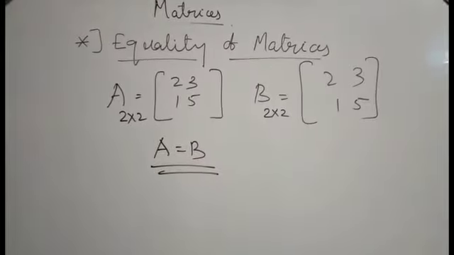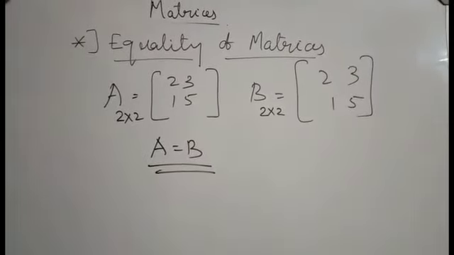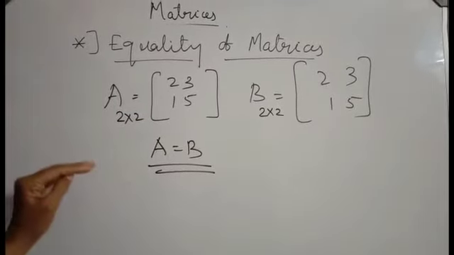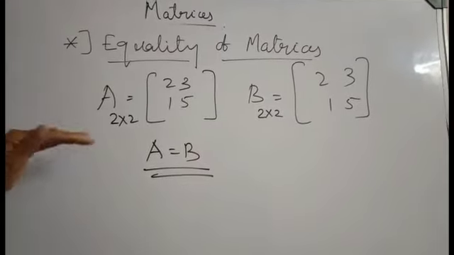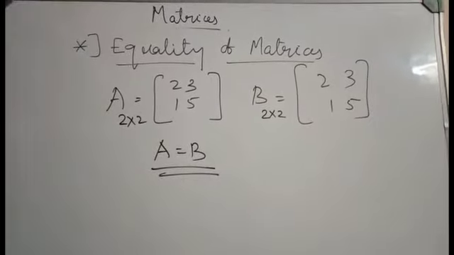This is what the equality is about. The condition is that they should have the same order and the corresponding elements should be equal. This is the condition for the equality of matrices. By using this property, we can find the missing elements of a given matrix. Let's consider an example.